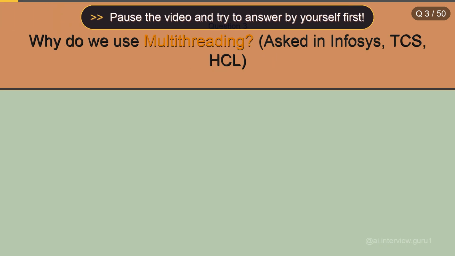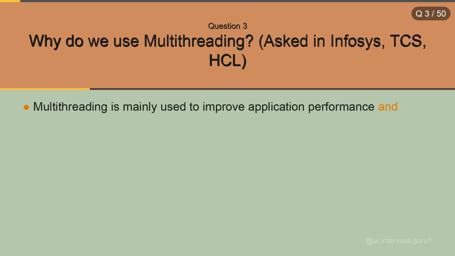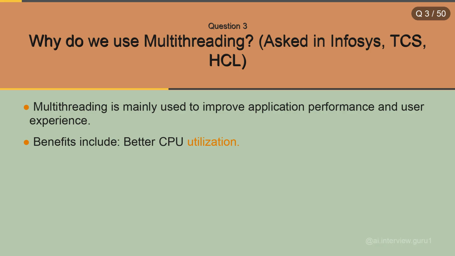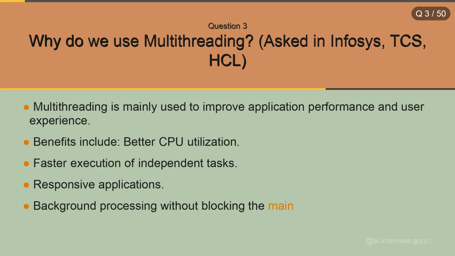Why do we use multi-threading? Multi-threading is mainly used to improve application performance and user experience. Benefits include better CPU utilization, faster execution of independent tasks, responsive applications, and background processing without blocking the main thread. For example, while uploading a file, the user can still continue using the application.